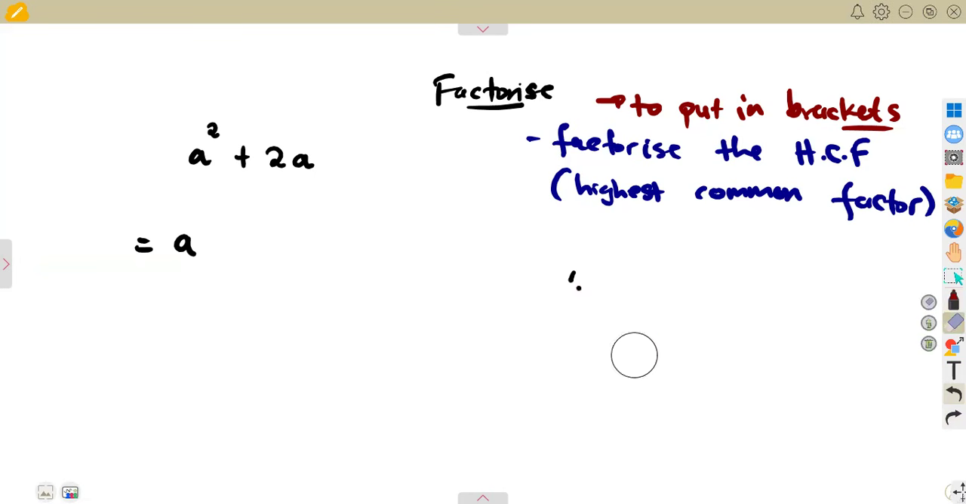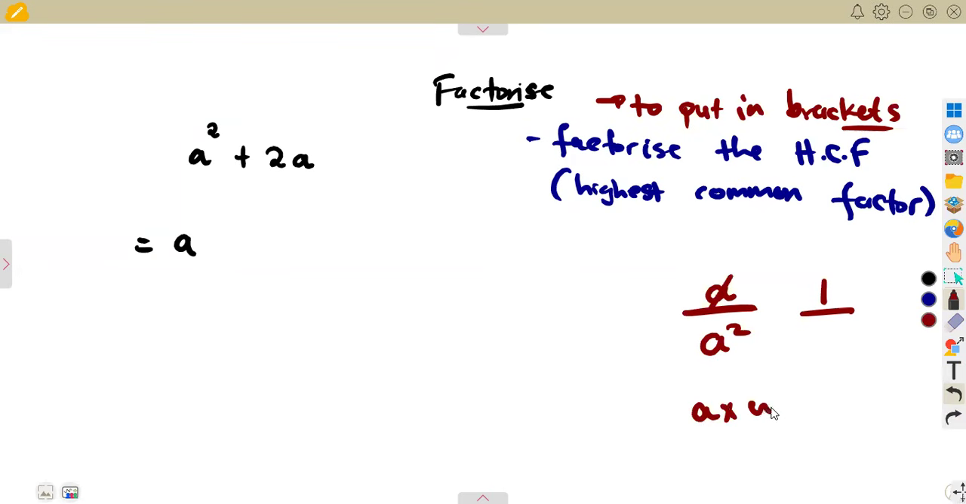So it is the same thing. If you were to take this a squared and you divide, it is going to be a over a squared, so it is going to give us a fraction. Remember, there are two a's here. Here there is 1. So if you cancel, this a into these two a's, like a times a, you're going to remain with only a single a. You're just going to have an a there. And that's a fraction. So a squared cannot be the highest common factor.